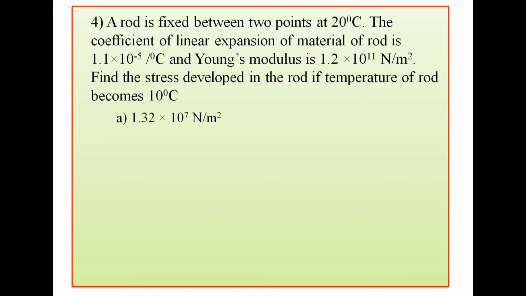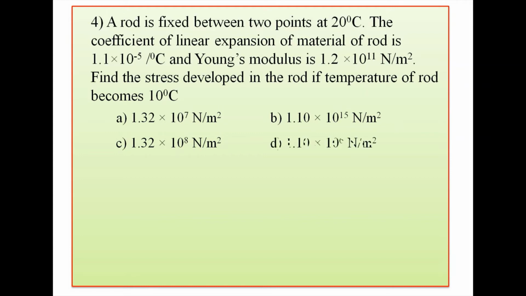Option A is 1.32 into 10 raised to 7 Newton per meter square. Option B is 1.10 into 10 raised to 15 Newton per meter square. Option C is 1.32 into 10 raised to 8 Newton per meter square. And option D is 1.10 into 10 raised to 6 Newton per meter square. Let's see how to solve this objective.